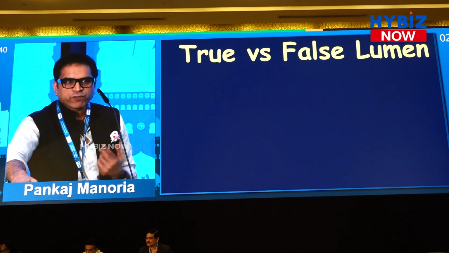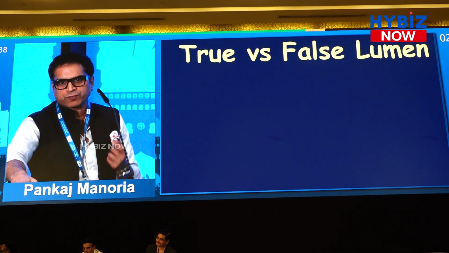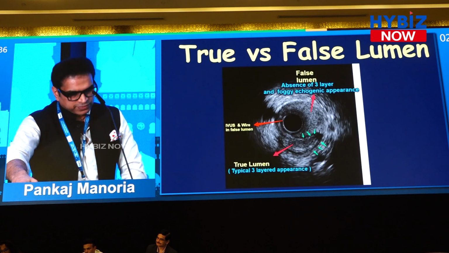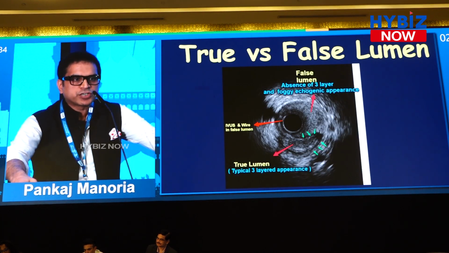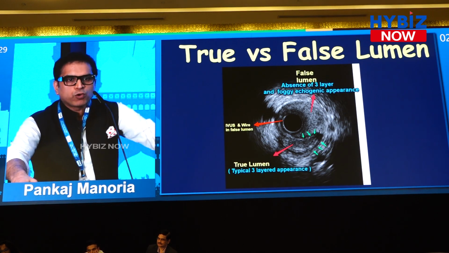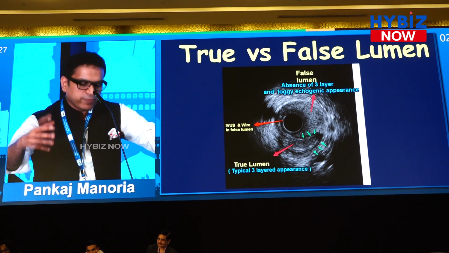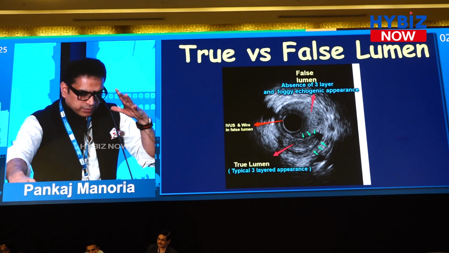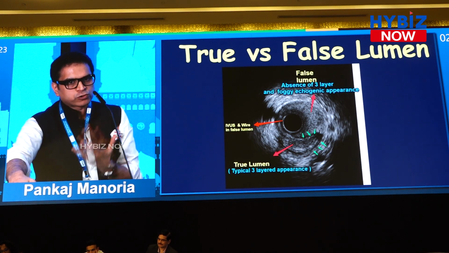Whenever we do CTOs, we are confused as to whether the wire is in the true lumen or the false lumen. IVUS is very simple to differentiate. If you are in a false lumen, the lumen will appear foggy. There will be no branching from that lumen. You can see absence of 3 layers, it's a false lumen.